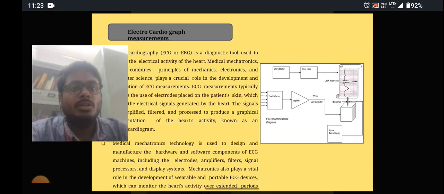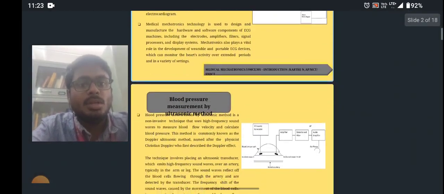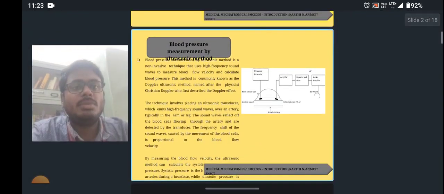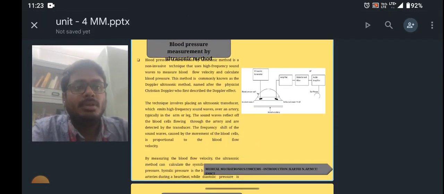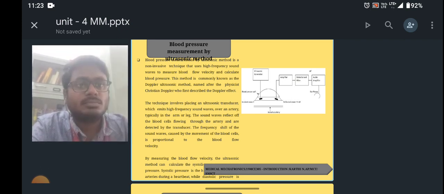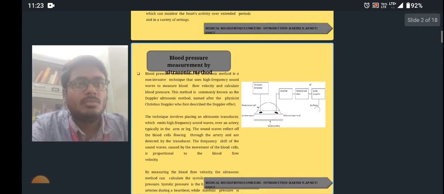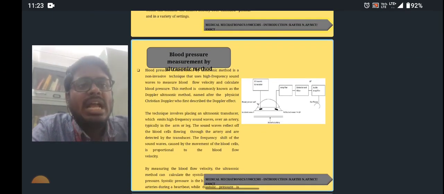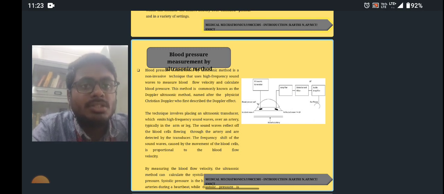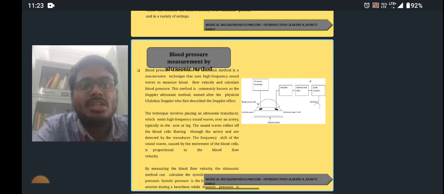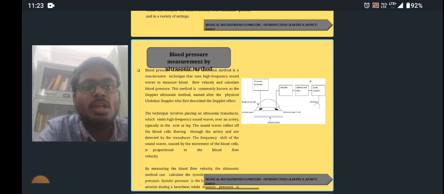along with that we can discuss blood pressure measurement by the ultrasonic method. Blood pressure is normally measured using a sphygmomanometer, but here we use an ultrasonic method. Ultrasonic blood pressure measurement is a non-invasive technique that uses high frequency sound waves to measure the blood flow velocity and calculate the blood pressure.